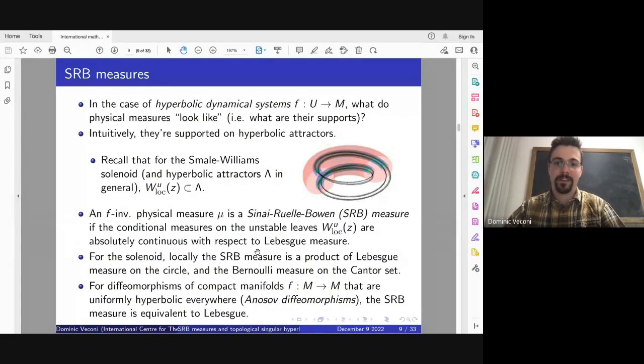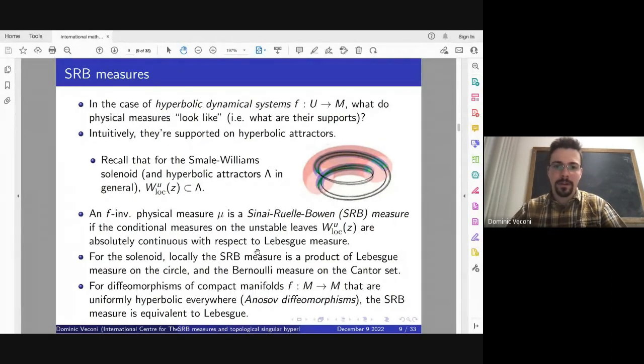SRB stands for Sinai, Ruelle, and Bowen, who are the three mathematicians and physicists who are most credited with coming up with this formalization of these kinds of useful measures to begin with. So an F-invariant physical measure is an SRB measure if the conditional measures on the unstable leaves are absolutely continuous with respect to the Lebesgue measure on those leaves, on those submanifolds.